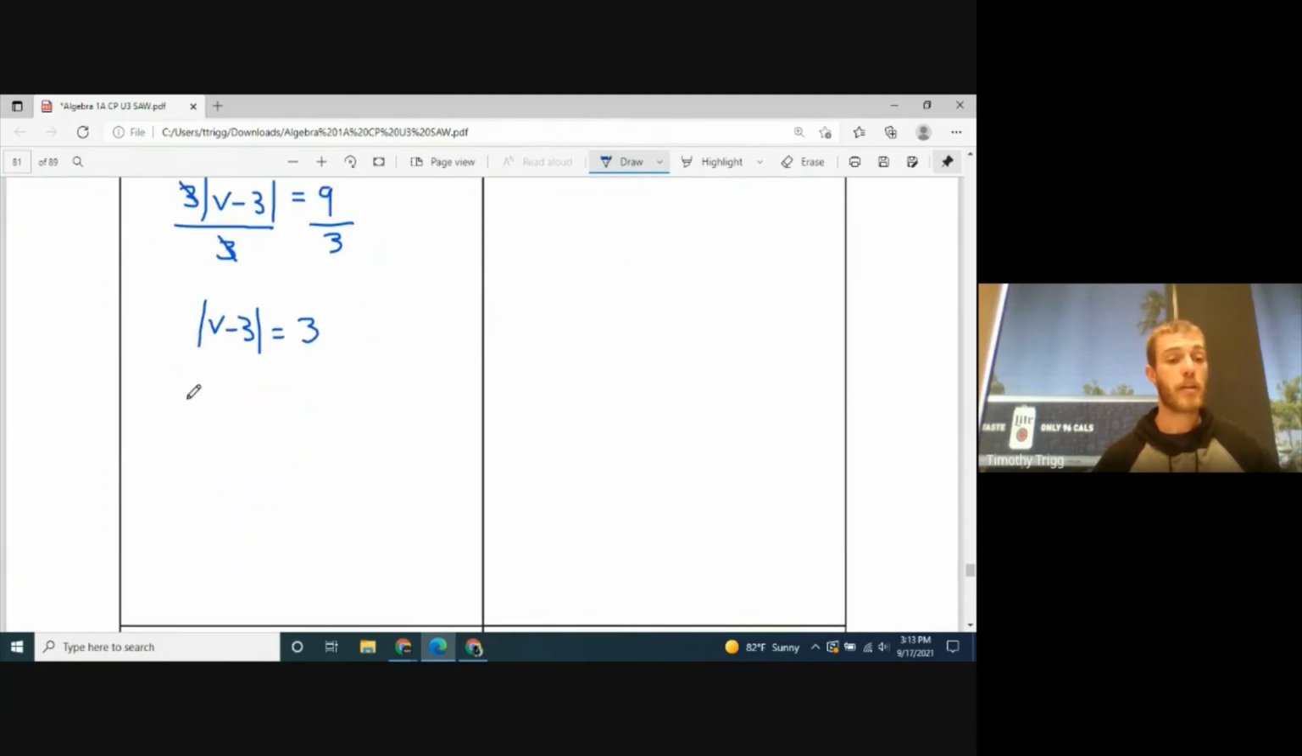Here's where we would split it into two equations. So v minus 3 equals 3, and then v minus 3 equals -3. Remember, you get a plus version and a minus version. To solve for v, we add 3 to both sides, giving us that v equals 6. Here we would add 3 to both sides, giving us that v equals 0. So v equals 6 or v equals 0.